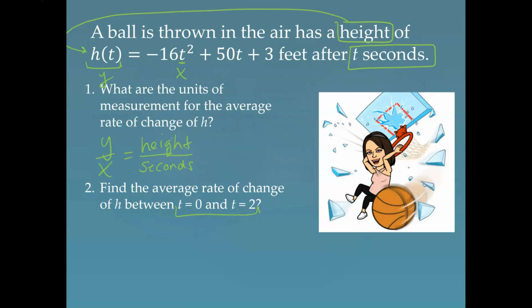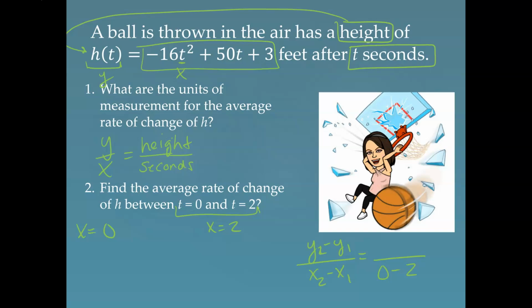Okay? All right. So next, I want to find the average rate of change on h between these two numbers. Again, t represents x. So my x values, one is 0 and one is 2. And we're going to still use that same formula, y2 minus y1 over x2 minus x1. So one x value is 0 and the other one is 2. I'm going to plug these x's into this formula up here, and that's going to give me my y values.